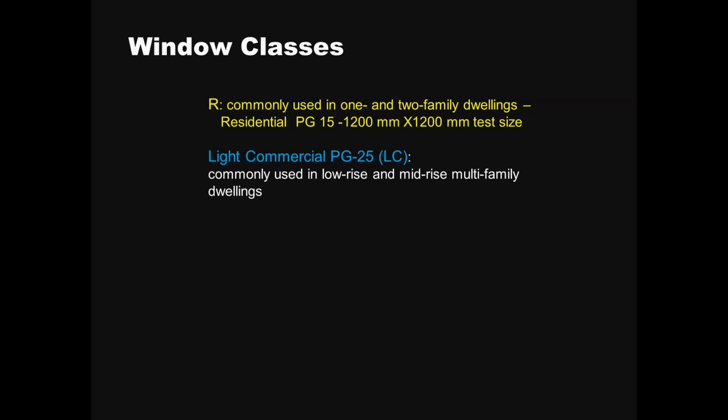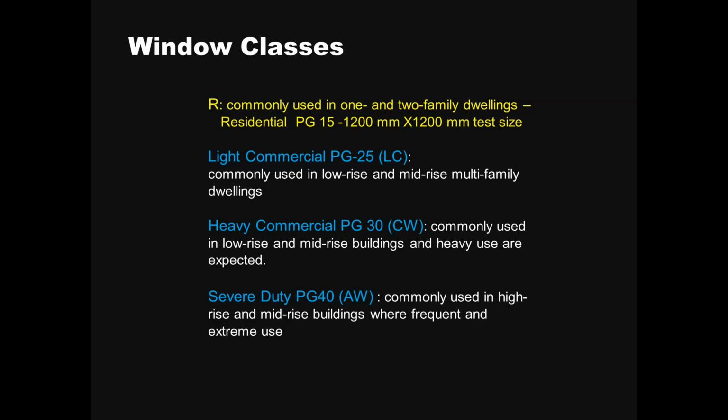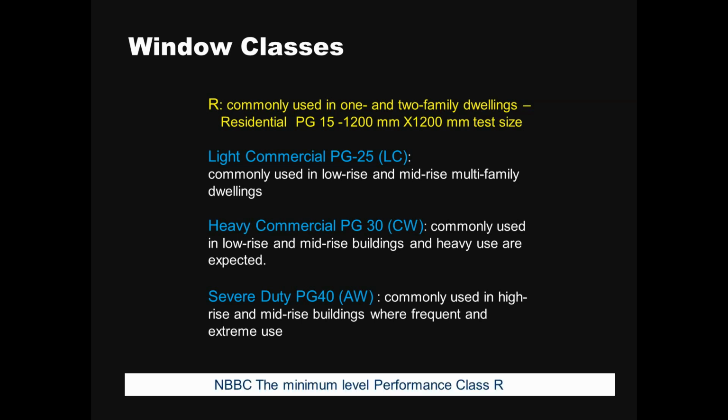The next one, PG 30, is heavy commercial, used in low-rise and mid-rise buildings where heavy use is expected. Then you've got AW, which is severe duty. Again, the PG rating moves up, and the minimum PG rating moves up to 40.